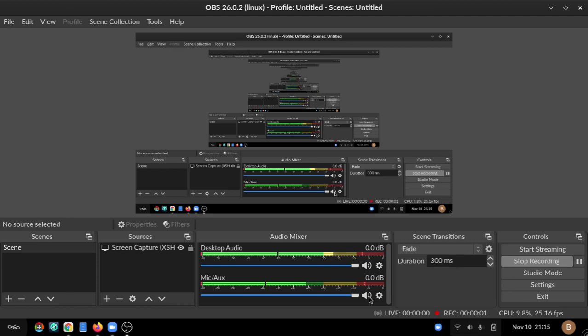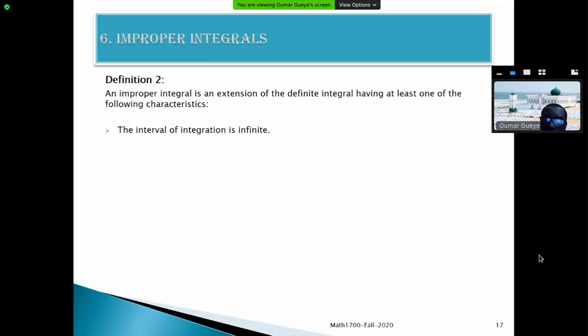The interval of integration is infinite. And the second type of integral here is where the bounds of the integral are real numbers, but at some point in the interval of integration, the function is discontinuous. Okay. And for both cases, you have an improper integral, and later on we'll see how to calculate such integrals.